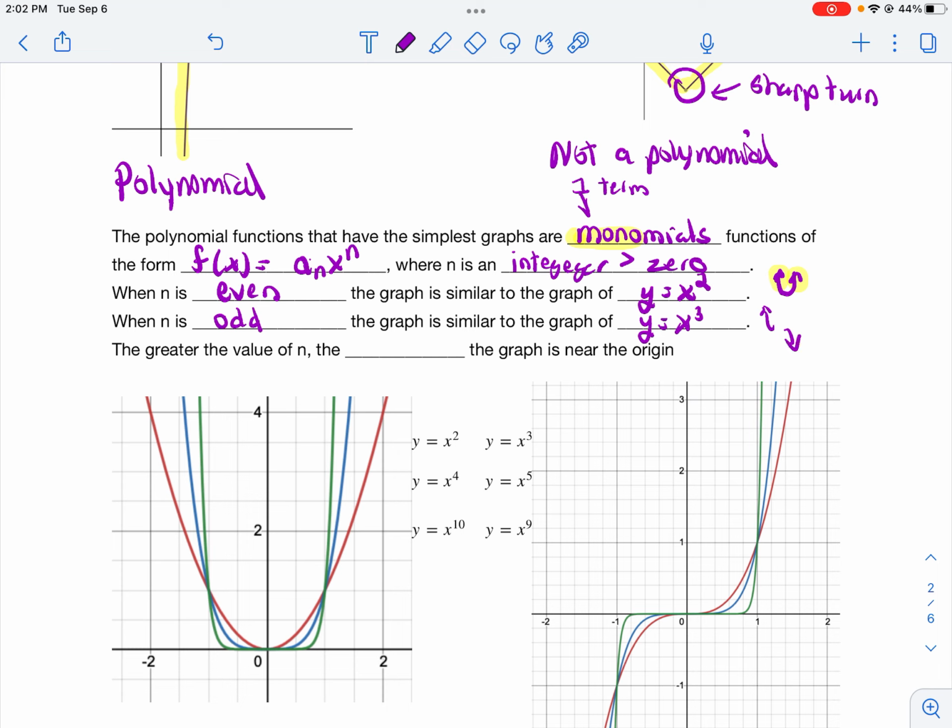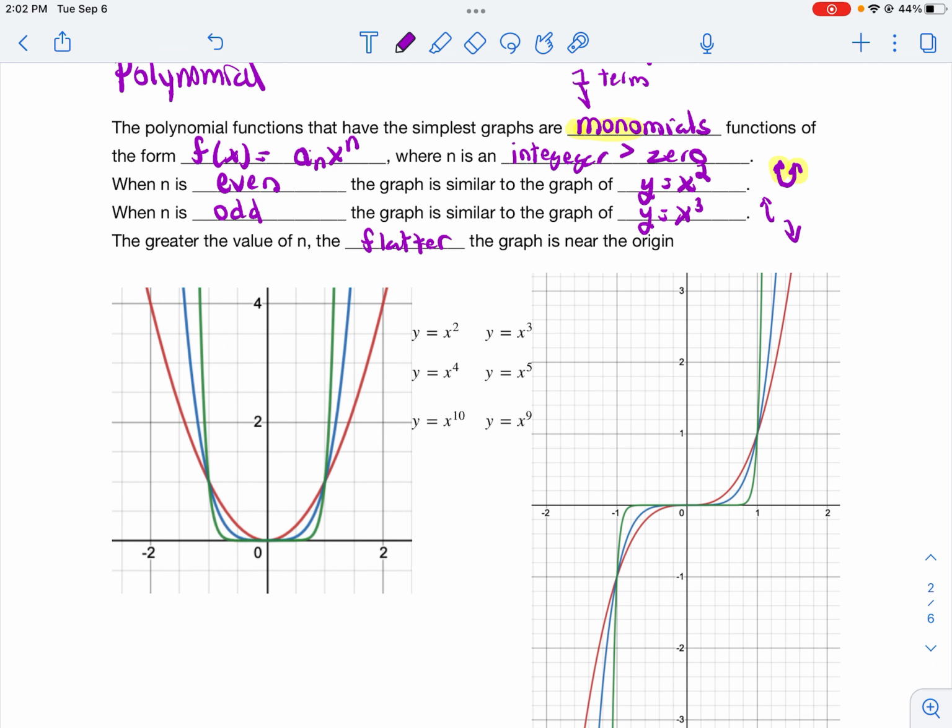And more importantly, the greater the value of n, the flatter the graph is near the origin. So here I have graphed in red, blue, and green the three equations: y equals x squared, y equals x to the fourth, and y equals x to the 10. I want to figure out which graph has to be which. So if I'm looking through this, I notice that the red graph is not very flat toward the origin. So notice that the red graph is the least flat toward the origin.